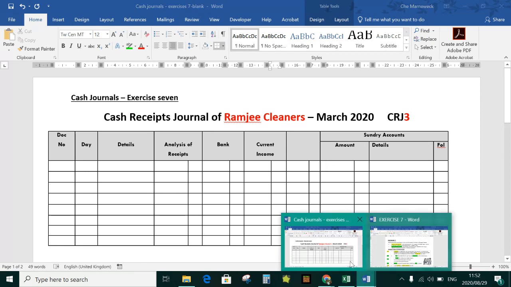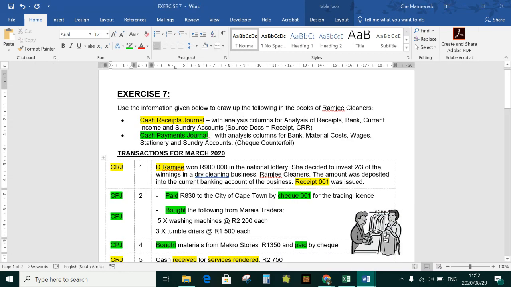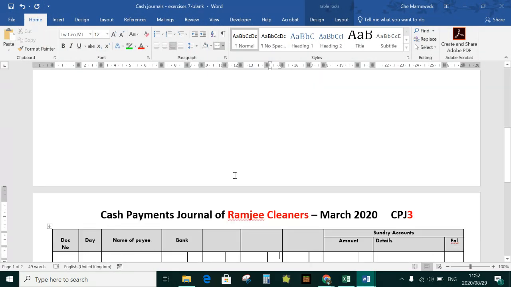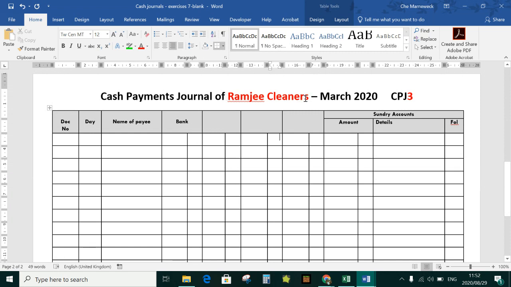We then have a look back at our transactions. Cash payments journal with analysis columns for bank, material costs, wages, stationery, and sundry. So we go back here to cash payments journal of name of company, Rumji Cleaners, dash, month, March, year 2020. Our code CPJ 3 because March is the 3rd month. We have to have analysis columns for bank, material costs, wages, and in the previous exercises we had equipment, but now we're having stationery.